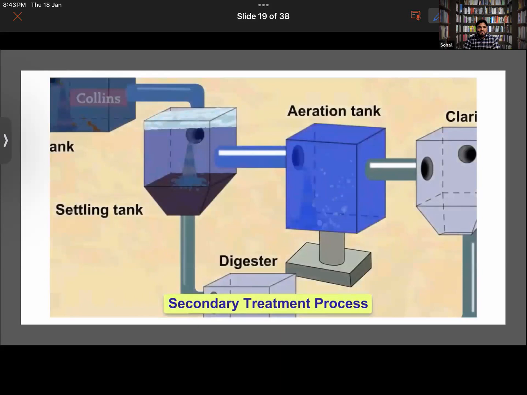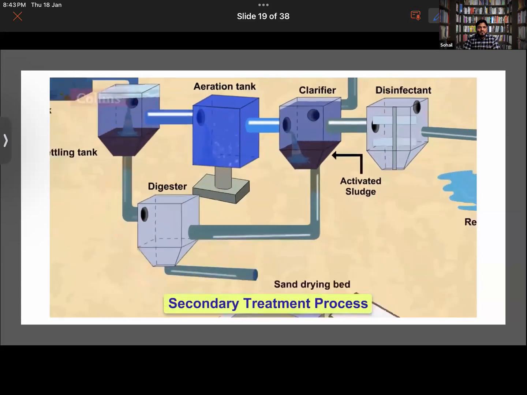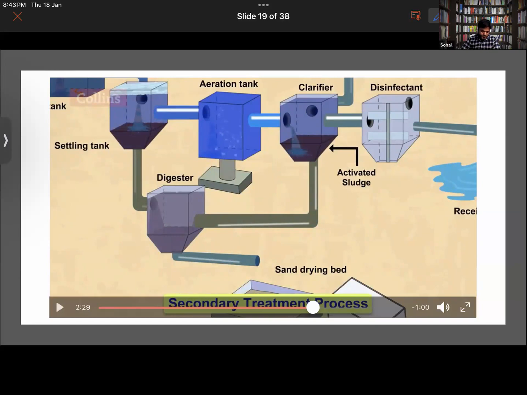The mixture then flows from the aeration tank into the clarifier, where activated sludge settles out by gravity. The activated sludge so produced, along with the sludge produced in the primary process, is transferred to the digester, where it is decomposed.